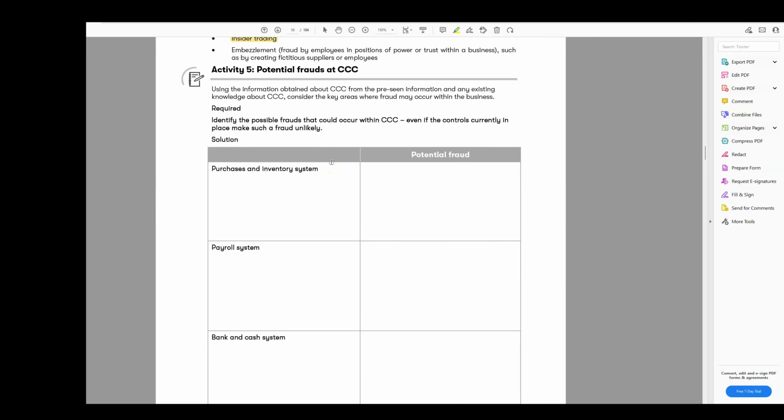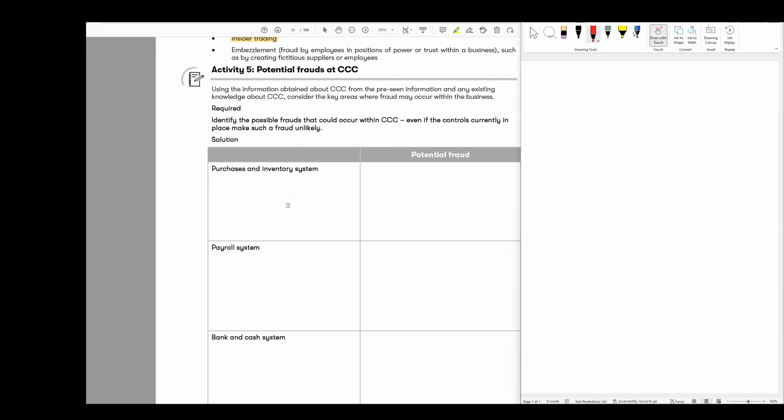You need to make sure you read the pre-seen information that I have showed you before. You need to make sure you read it to find it out. Because in the exam they'll give you a separate scenario. You don't have to read the CCC information every time, because in the exam they will give you a separate scenario for each question. This is only for this practice question, so you follow the same scenario every time.